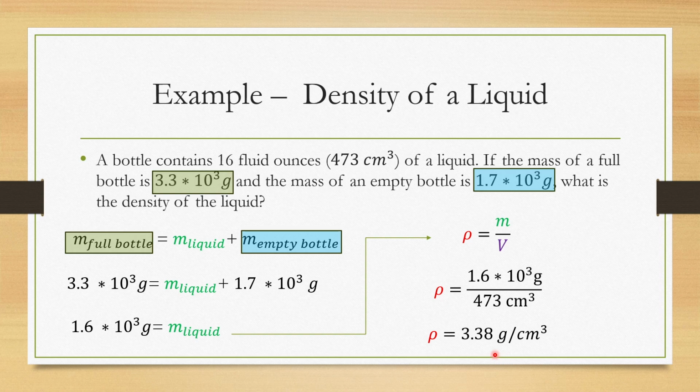It is important to make sure we keep up with the units, and in this equation, the density is for the liquid. So we need to make sure that the mass is for the liquid and the volume is also for the liquid.